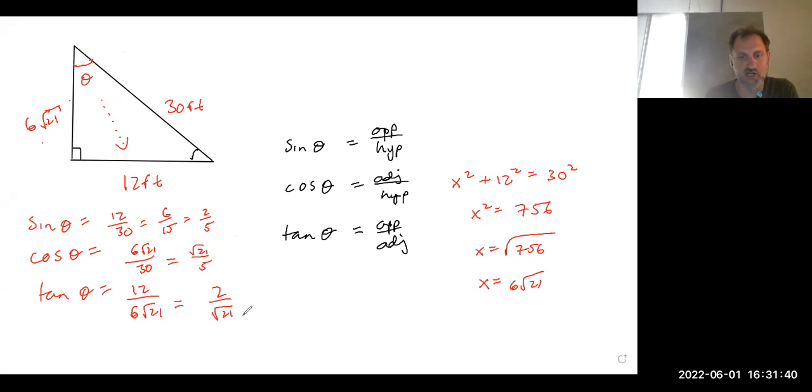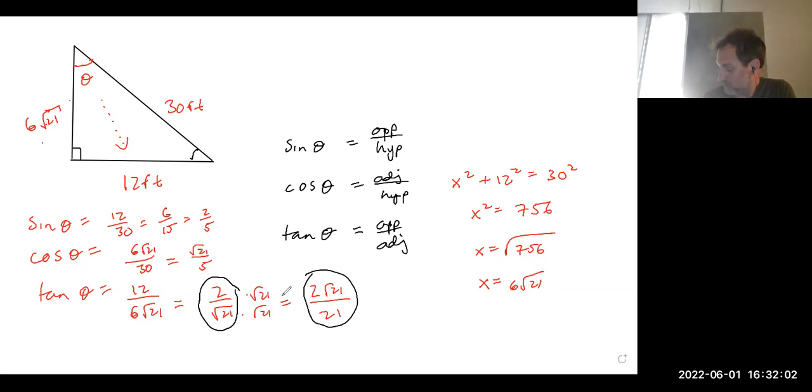If I want to rationalize it, square root of 21 over square root of 21, multiply the top and the bottom, 2 root 21 over 21. Okay. From my perspective, I don't really ever care about whether you answer like this or whether you answer like this. All right, so that's basic trig.